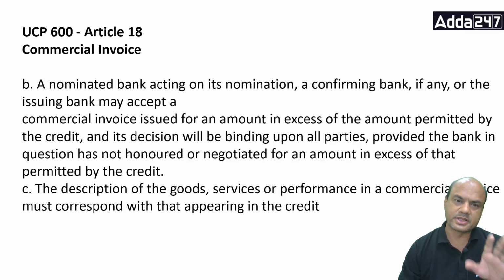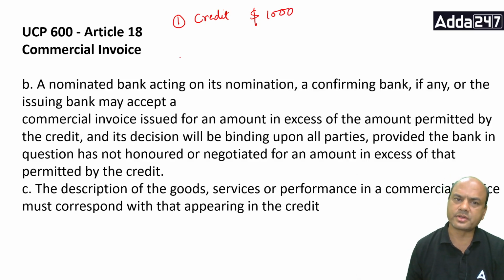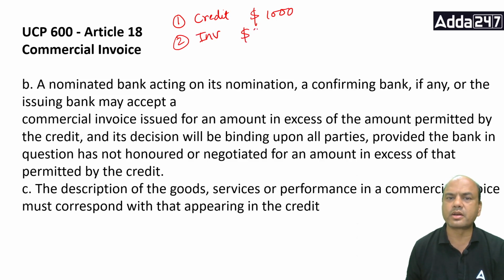Don't think too much on this. I'll give you a simple example. The credit is for, let's say, dollar 1,000. The invoice presented is for, let's say, dollar 2,000. So should I accept this invoice? Article 18B says that I can accept it.